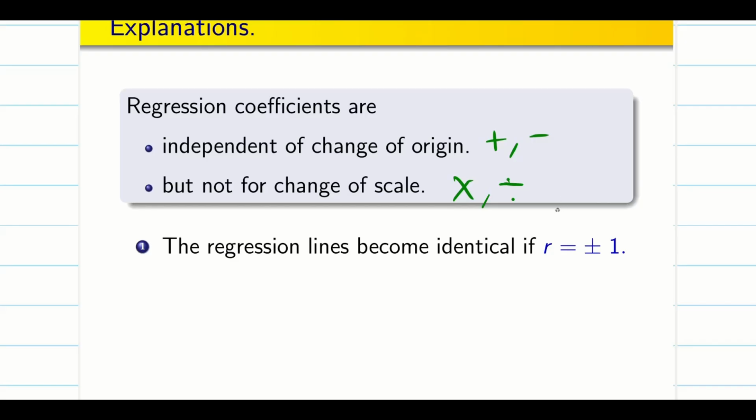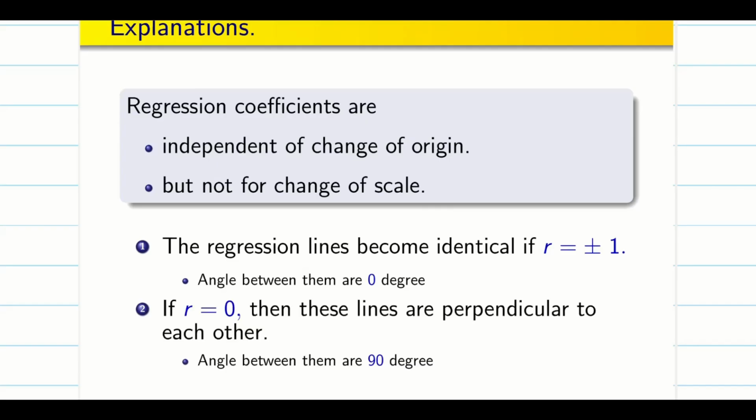As I said, the correlation coefficient lies between -1 and 1. The regression lines become identical if r is equal to plus or minus 1. That means the angle is 0. If r equals 0, then the two lines are what? Perpendicular. The angle is 90 degrees.